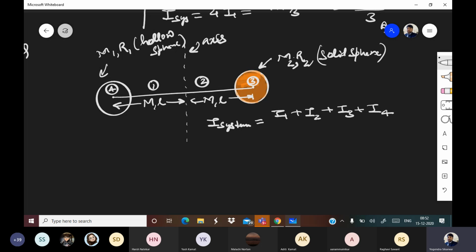Now I1 means what? Moment of inertia of rod. I1 is basically this part. So moment of inertia of this rod about the given axis. So I am writing I1 is equal to ml square by 3. I hope you all are agreeing with me. Yes or no? I1 is ml square by 3. Do you agree with this?